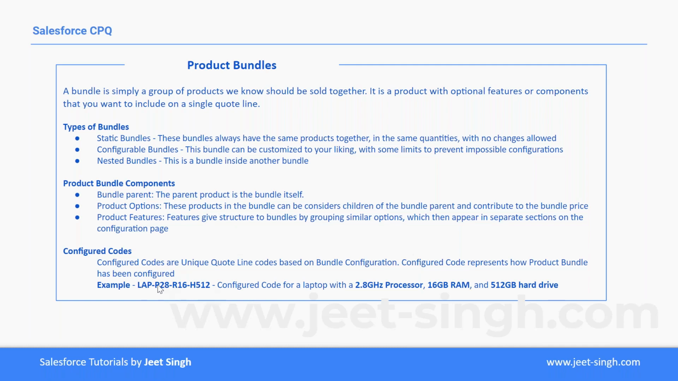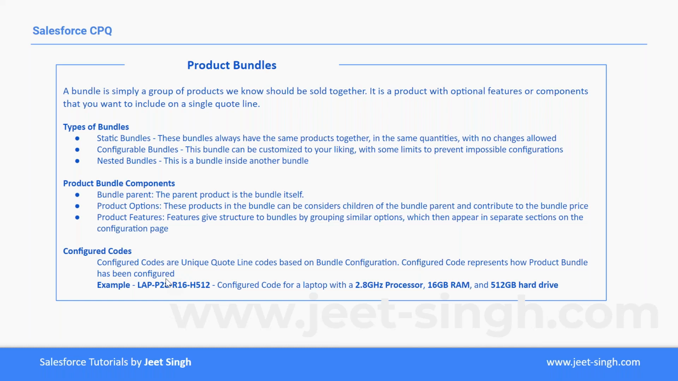Now this will basically help you understand. Looking at this, you can understand that this is a 2.8 gigahertz processor. It's a 16 GB RAM. It's a 512 GB hard drive. Okay, so this is a configured code. So configured code is a unique code for that particular combination of products, for a certain type of bundle.